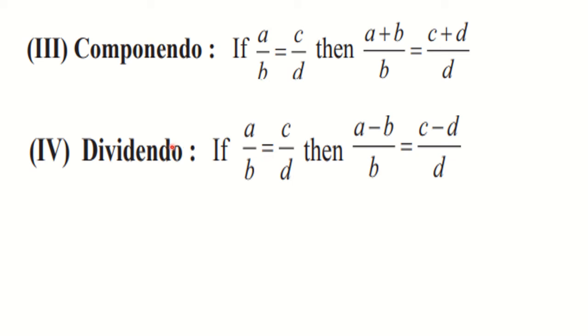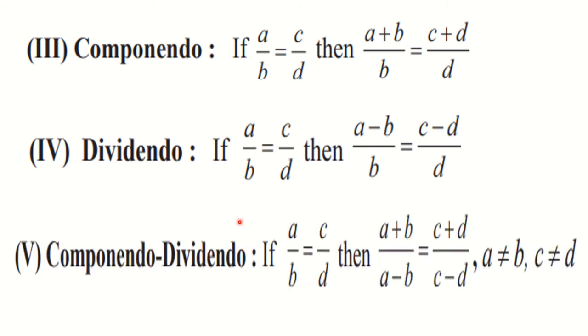And the last property, fifth property or fifth operation, is a combination of these two. The property is called componendo dividendo. That means we are adding numerator and denominator in the numerator, and we are subtracting denominator from the numerator in the denominator. Okay, so this is a combination of these two. If we divide here, then you will find that B and B will get cancelled and D will get cancelled, and we are going to get this property. So A plus B upon A minus B is equal to C plus D upon C minus D. This is called componendo dividendo.